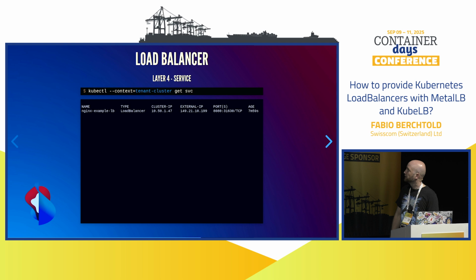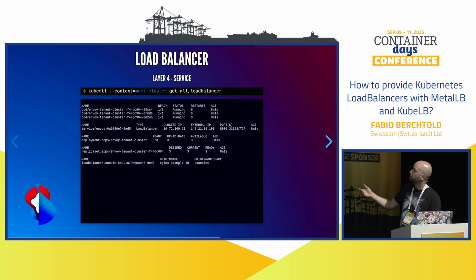It will create a load balancer, it will get some IP. Maybe this is a little bit interesting because I was mentioning this Envoy deployment. This is how it looks in the management cluster when a user has created a load balancer. So you see there is a CRD load balancer, which is this KubeLB specific thing, and then it will just create an Envoy deployment, which is the one that will route the traffic through, and it gets a service also.